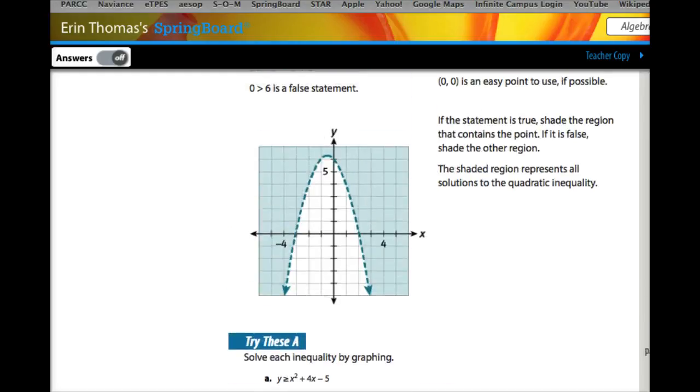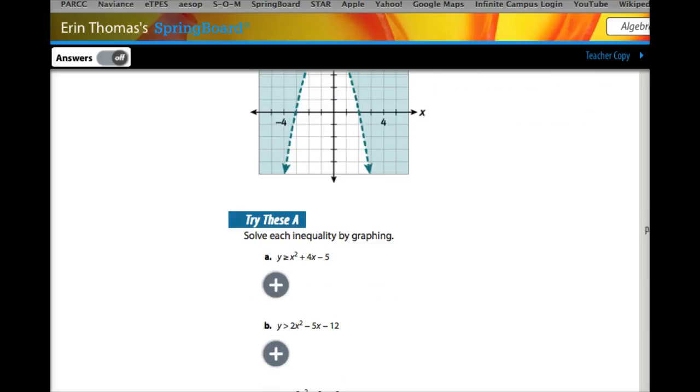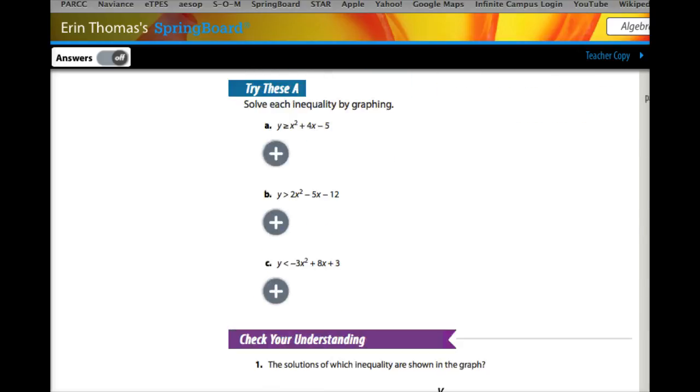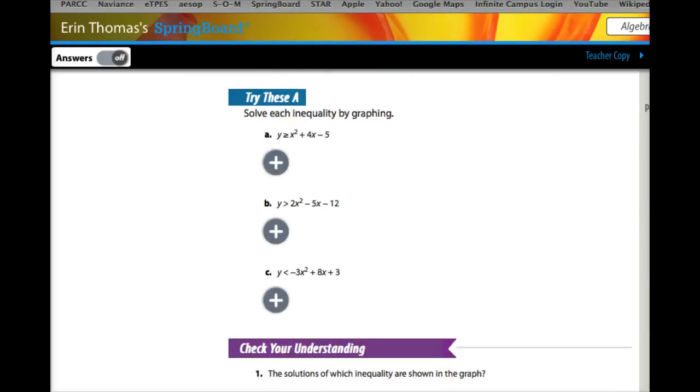So I'm going to go through how to do all this in the graphing calculator, but again, that is how you would do it by hand if you wanted to do it by hand. All right, so let's look at our graphing calculator again. We are going to do the example, try these A part C. So we're going to do this one right here.